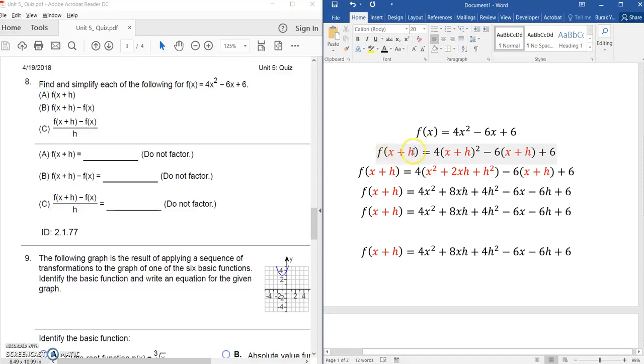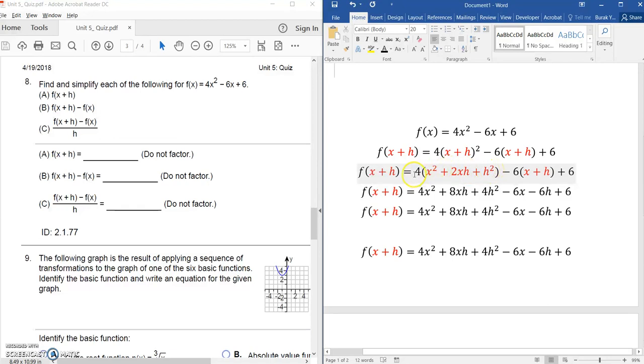So f of x plus h equals 4 times, instead of x squared, we get x plus h in parentheses squared. And then minus 6x becomes minus 6 times x plus h, and then plus 6. What we need to do here is take the square of this. X plus h squared is x plus h times x plus h, and you do the FOIL multiplication. That gives you x squared plus 2xh plus h squared.